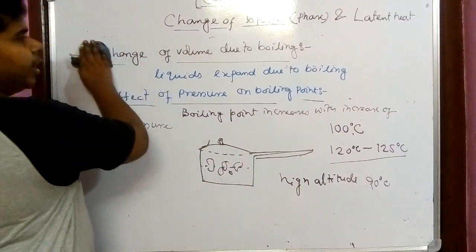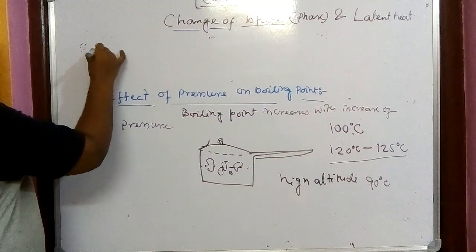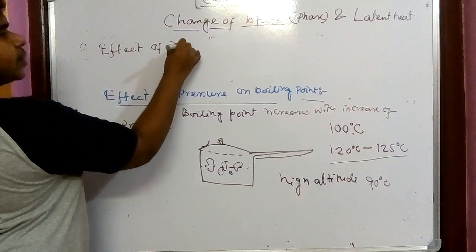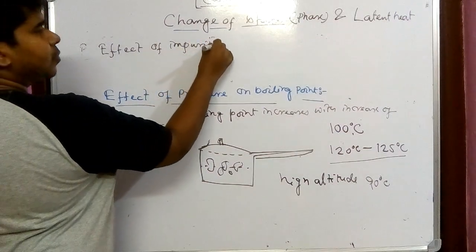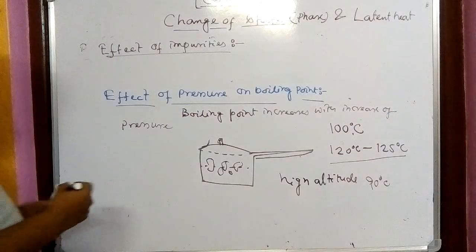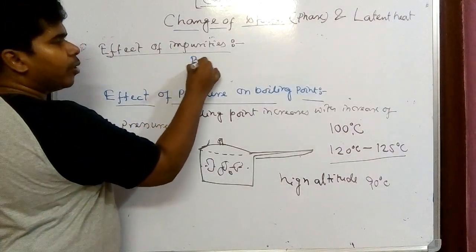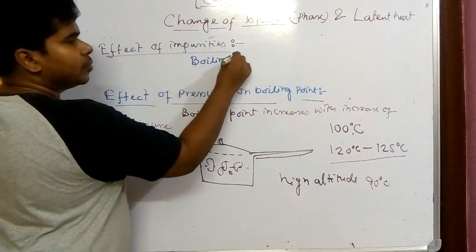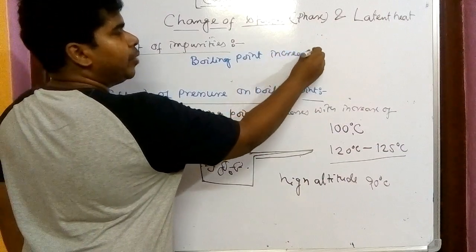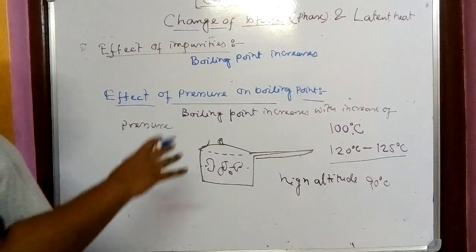Now we'll go to the next part, that is the effect of impurities on boiling point. If you add impurities, what will happen? The boiling point increases due to the addition of impurities.